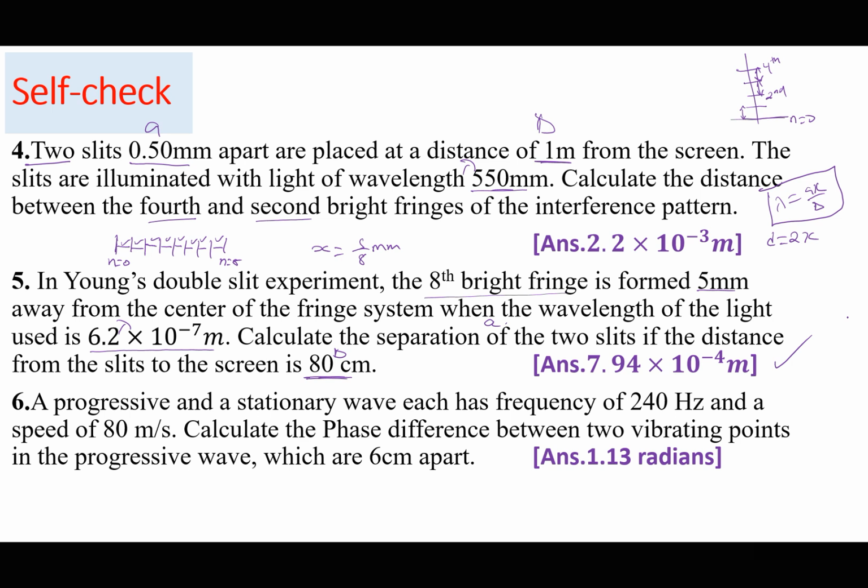A progressive and a stationary wave each have frequency 240 and speed 80. Calculate the phase difference between two vibrating points in the progressive wave, which are 6 centimeters apart. So we know that phase difference equals 2 pi times x divided by wavelength. You can find the wavelength from v divided by frequency, and then substitute x equal to 6. Substituting in the wavelength, you should be able to get that value.